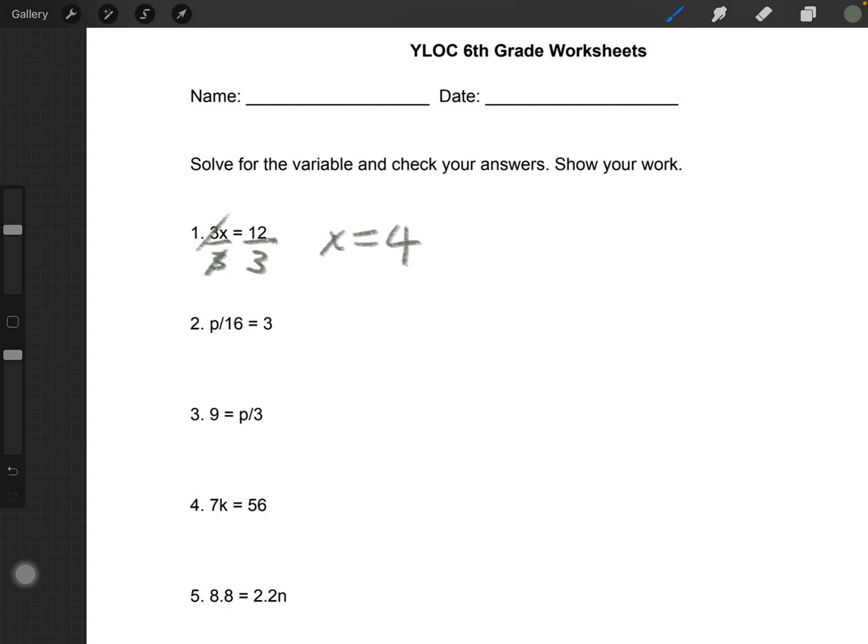And now we check our answer by substituting it back into the original equation. 3 times 4 is equal to 12. 12 is equal to 12.